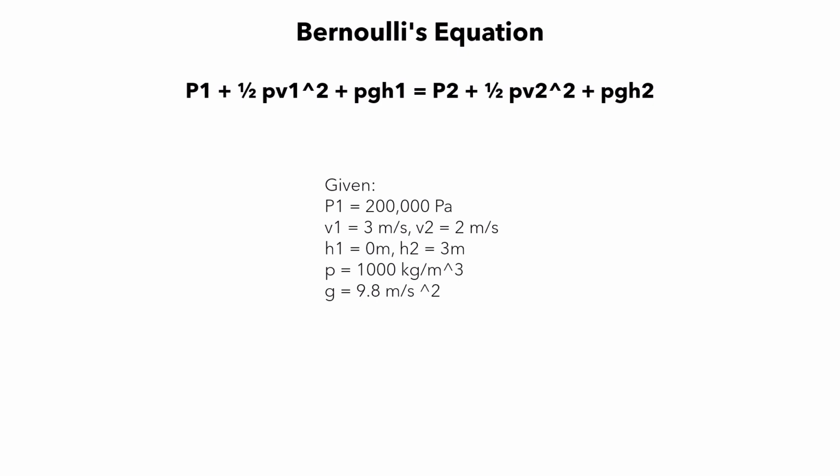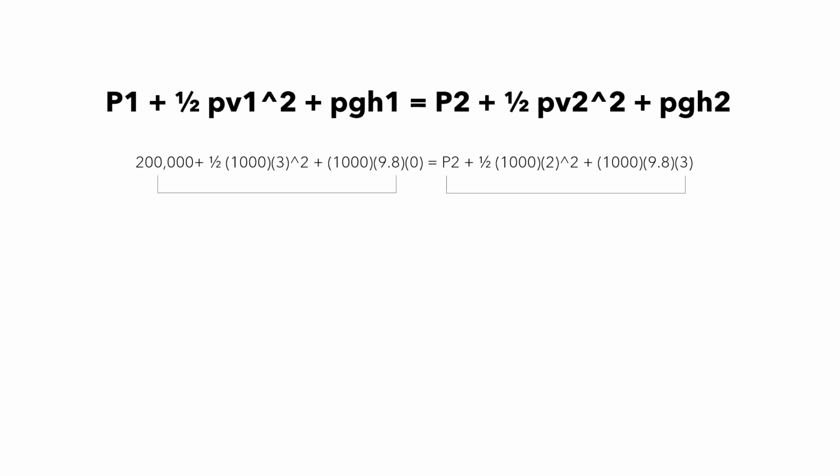Now we're just going to plug everything in, which gives us 200,000 plus 1/2 times 1,000 times 3 squared plus 1,000 times 9.8 times 0 equals the pressure at point 2 plus 1/2 times 1,000 times 2 squared plus 1,000 times 9.8 times 3. Now all we're going to do is multiply everything on both sides, so we get 200,000 plus 4,500 plus 0 on the P1 side. And on the P2 side, we get P2 plus 2,000 plus 29,400.